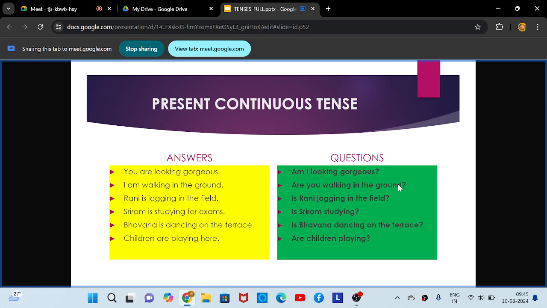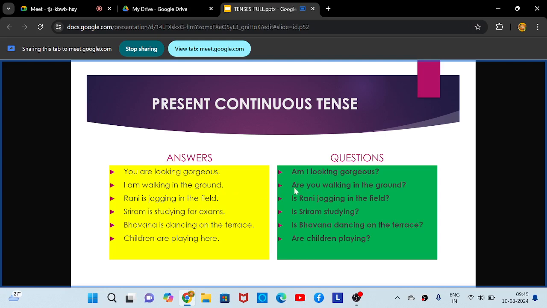This is in present continuous tense, okay? Are you walking in the ground? So here are is a question word. So you is the subject plus walking is the V1 plus ing. In the ground is the object. So we know that in present continuous tense the verb should be in the ing form. That is V1 plus ing. So are you walking in the ground? So the answer is yes, I am walking in the ground.